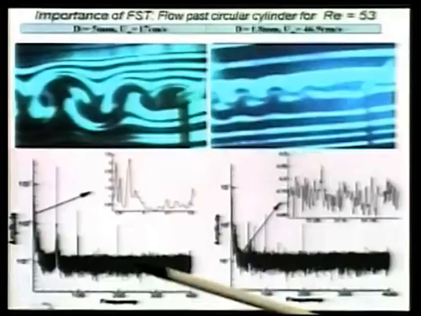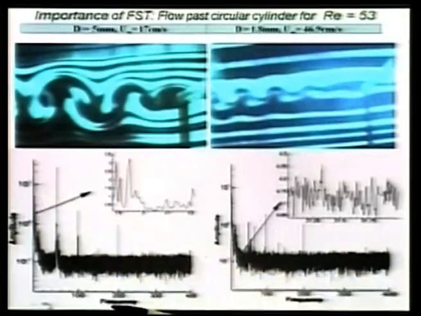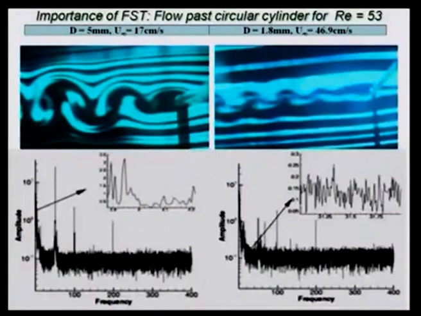What is plotted here is the disturbance amplitude versus frequency. And how is it done? We have removed the model. We simply run the empty tunnel at two different speeds. And can you see the disturbance environment being so different? Now, this is the kind of problem that one does not expect to see.